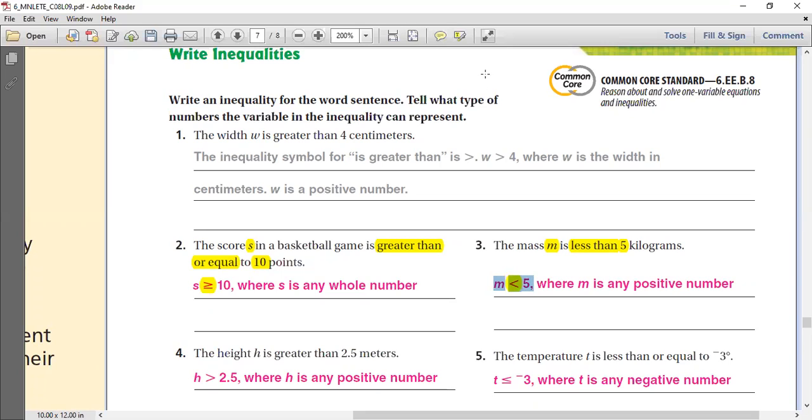Now if this is our inequality, what is m going to be? Now again girls, the question is talking about mass, which means the weight. If anyone asks you what is your weight, can you say I'm negative 36 kilograms, negative 36? No, you cannot. So mass cannot be negative. So it has to be any positive number. Mass has to be any positive number. So that's why they said where m is any positive number.